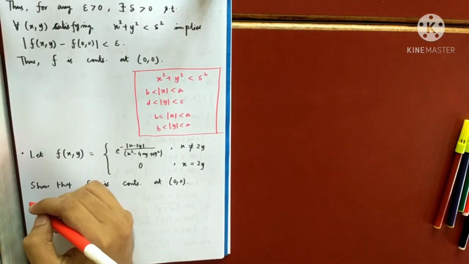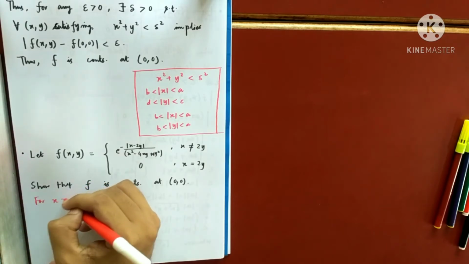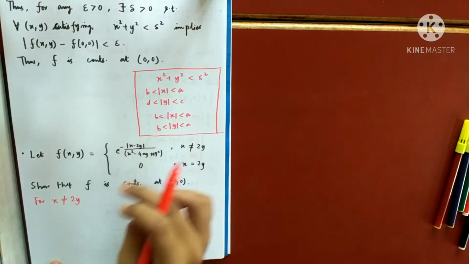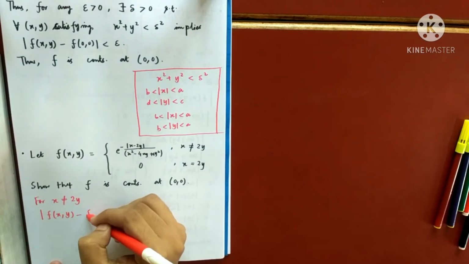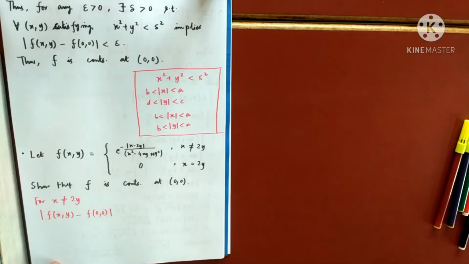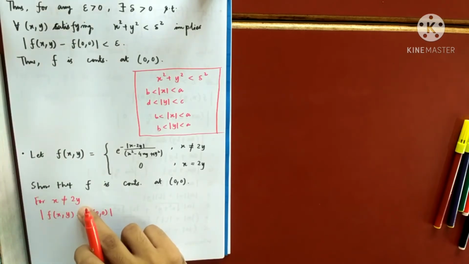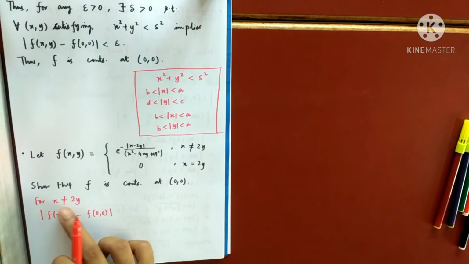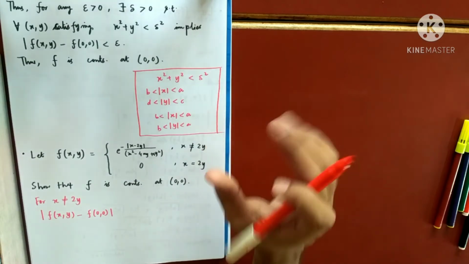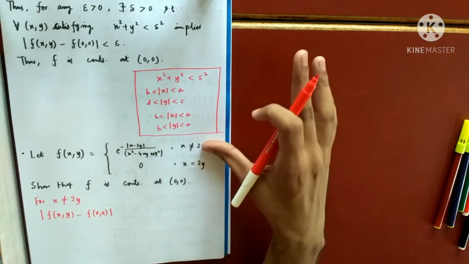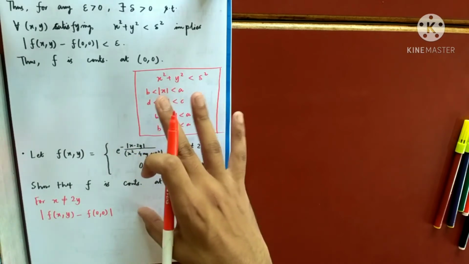So what I have, for x not equal to 2y, this is the function, right? So the modulus of f(x,y) minus f(0,0), I have to show that this is less than epsilon, right? So one thing you see, what will happen if I take x equals to 2y? Why am I not considering that case? Because when x equals 2y, the function is 0 and f(0,0) is also 0, and that is less than epsilon. So that case is very trivial. We are only interested in the case x not equal to 2y, so let's see whether this is less than epsilon or not.